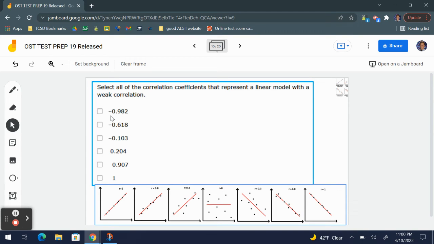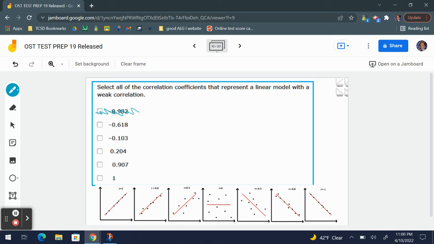So process of elimination, again, we're working on test taking skills. Get that out of here. This is okay. It's kind of in the middle. It's more towards the stronger, moderate, stronger kind of thing. So I wouldn't choose that one. This one's really close to 0, so I'm going to keep that one.